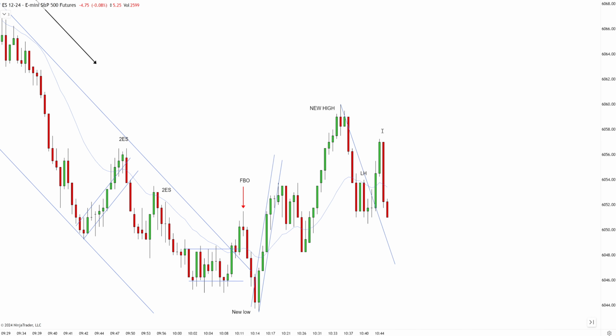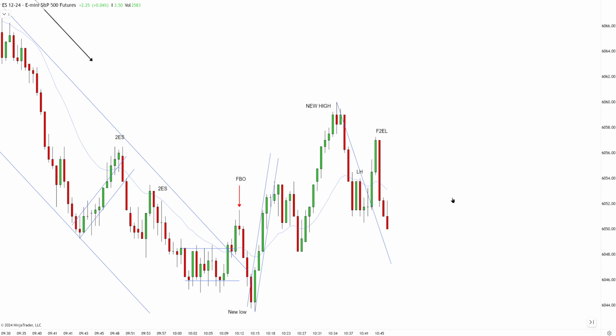But we push back above the EMA. By the time I get a failed second entry long, it simply formed too big. You can see you cannot go short below this bar. Stop loss goes here. So by the time you want to sell, look at the gigantic risk. This is simply too risky. Had it formed better, you could consider it, but like this, it's a little bit too sketchy.